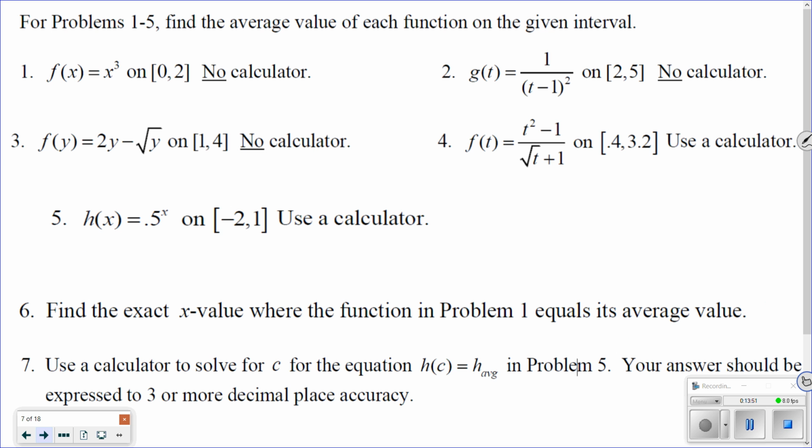And that's it for this assignment. So the two things you're going to be practicing are finding the average value of a function, and the second part is using rate functions to find accumulated values.